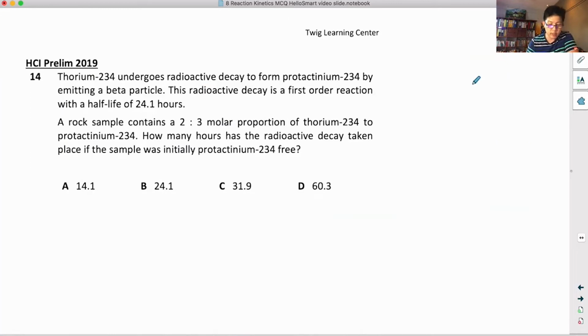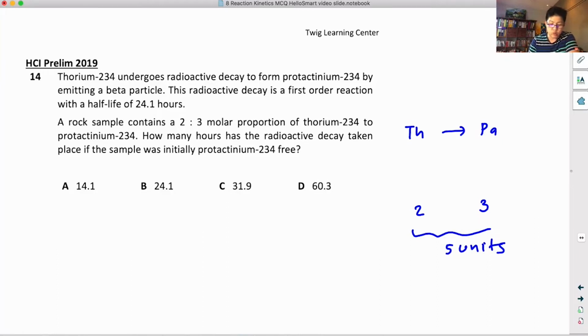Let's look at question 14. Thorium-234 undergoes radioactive decay to form protactinium. So TH becomes PA, with a half-life of 24.1 hours. They say in the end, it contains a molar ratio of 2:3. So you can see from here that this part is actually 5 units. Can you see that? It's 5 units.